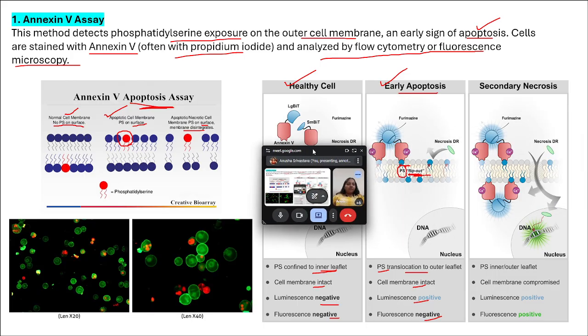Now, secondary necrosis: phosphatidylserine on the outer leaflet, cell membrane compromised, luminescence positive, fluorescence also positive. This is just an explanation of what is happening. This is a programmed cell death, but after apoptosis it would continue and then lead to complete necrosis.